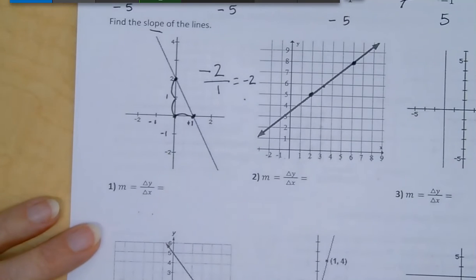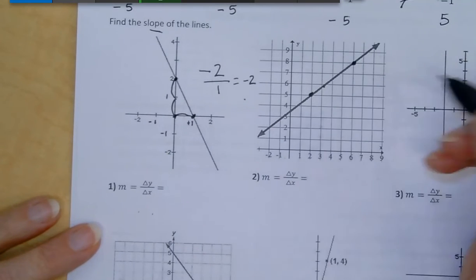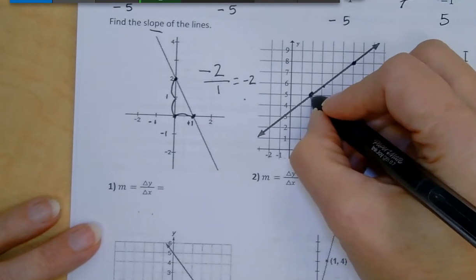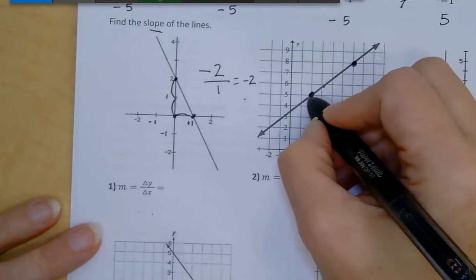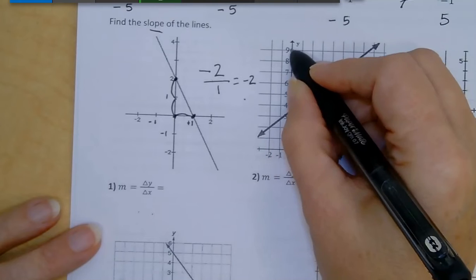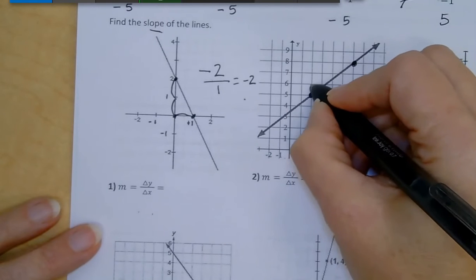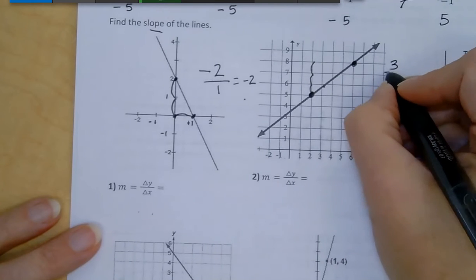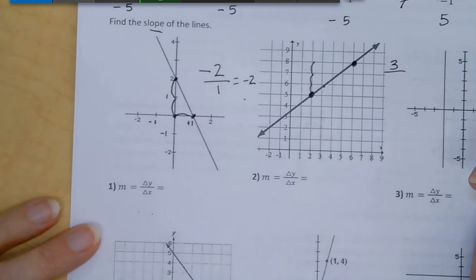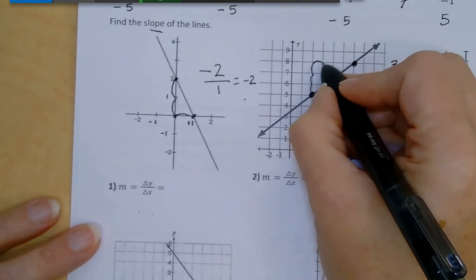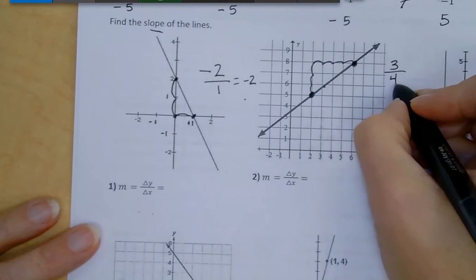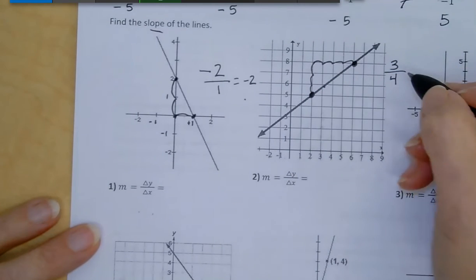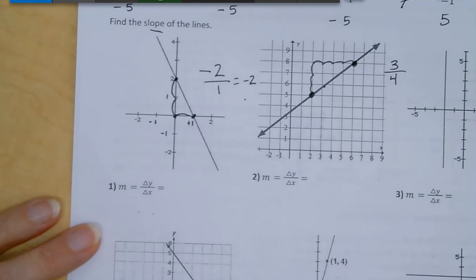That slope is -2. This slope over here is a positive slope. I'm going to choose this point and this point. Every one of my boxes is going up by 1, so I'm going to go up 1, 2, 3. I just went up 3, so it's going to be +3 in my numerator. That's my change in y. And then over, I went over 4. This slope is up 3 over 4.